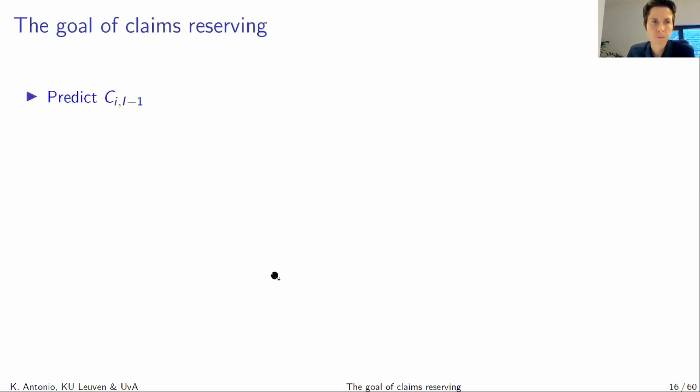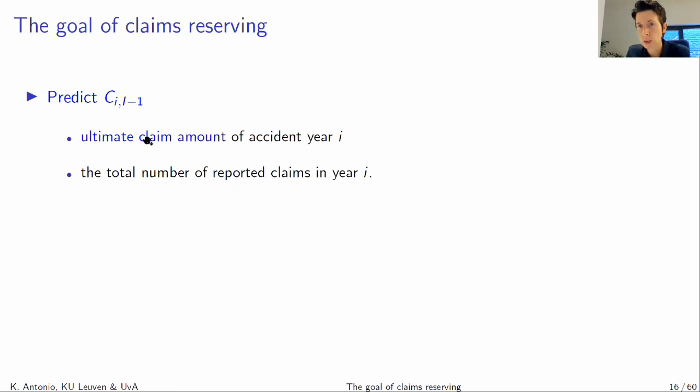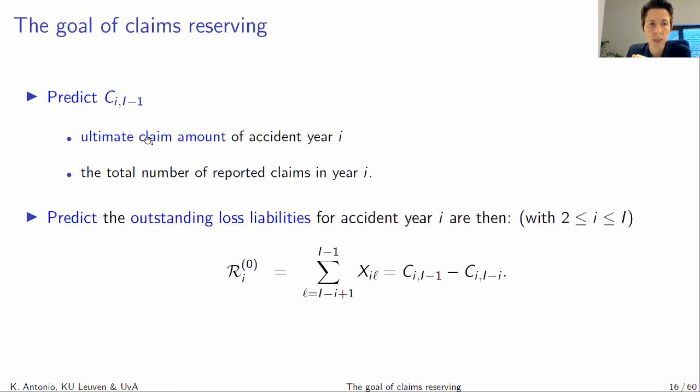So what is our goal? We want to predict the ultimate claim amount, the ultimate claim amount for a specific accident year I. Here I refer to capital I minus 1, because that would be, in my notation, the final development year, if I assume that I have the same number of accident years and development years. So I want to predict for a particular accident year the final claim amount, or the total number of reported claims.